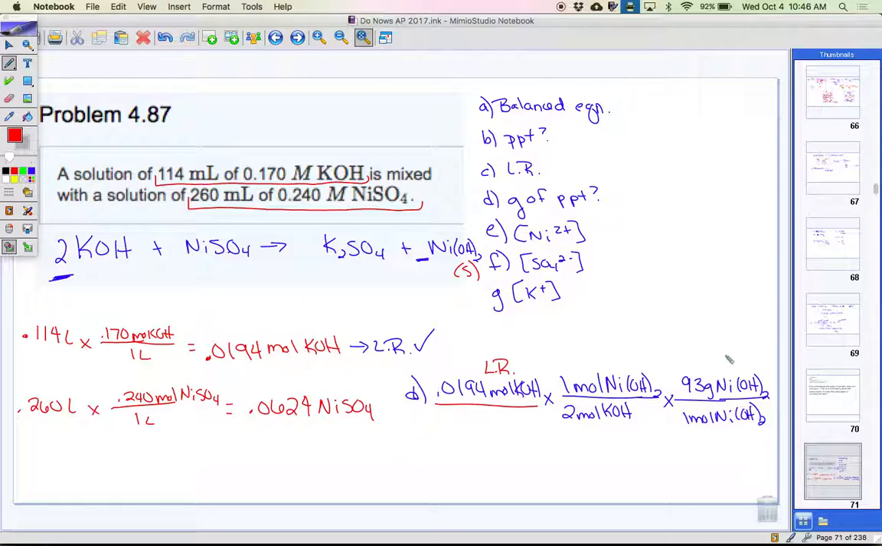All right, so that will give us grams of nickel hydroxide. So somebody do the math for us. So that's the answer for the grams? That's the answer for the grams, yeah.